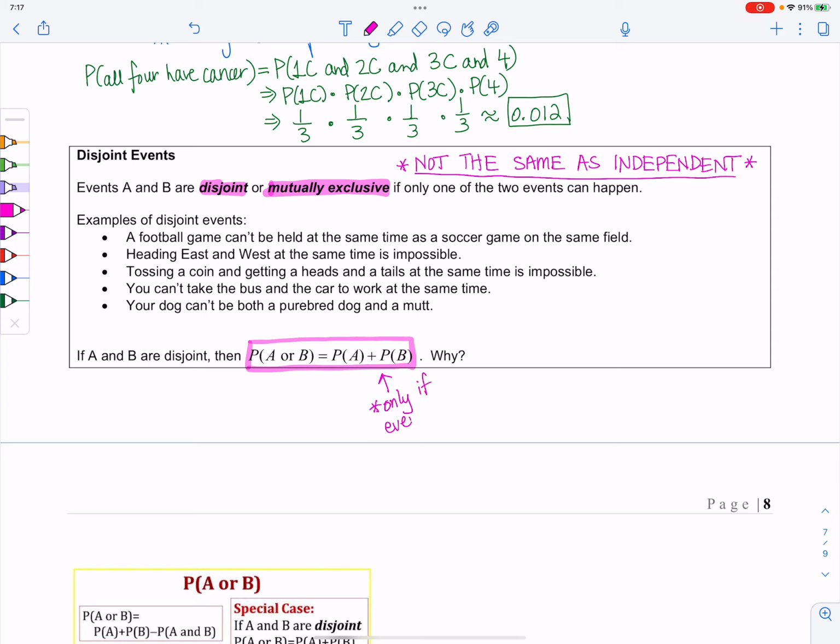It's a very common mistake for people to try to use this formula all the time. You can only use this formula if the events are disjoint or mutually exclusive. That's the only time you can use this formula.